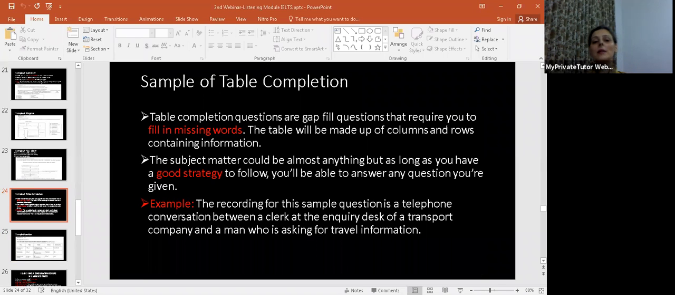So, the table completion sample that is in front of you. There are the gaps, and you have to fill in the answers. The table will be made of columns and rows containing information. The subject matter could be almost anything, but you have to have a good strategy for answering the questions. For example, there's a telephone conversation between a clerk at an inquiry desk of a transport company and a person who is asking for information, in the audio.